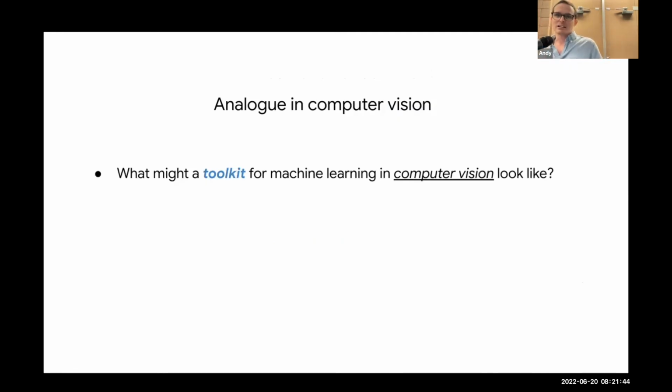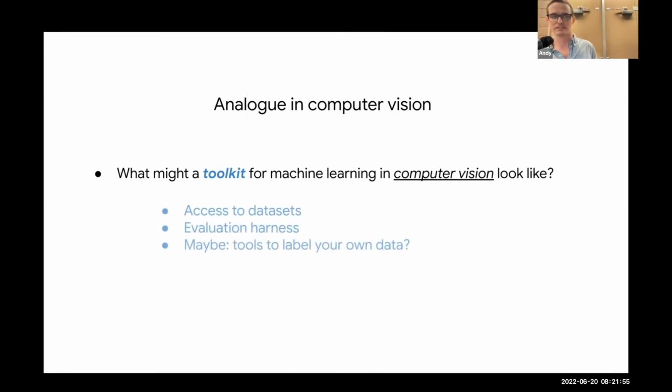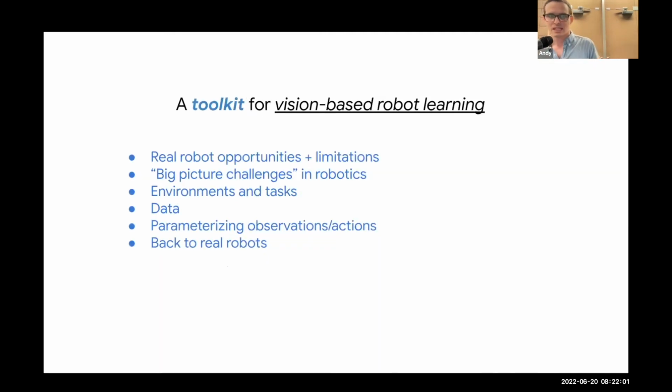So what's an analog in computer vision? What might a toolkit for machine learning in computer vision look like? Just a few ideas: access to data sets, evaluation harnesses that we were just talking about, maybe tools to label your own data, visualization tools, these types of things, just as an analog. In vision-based robot learning research, this is the toolkit that I'm going to talk through today, with relative emphasis on different things.